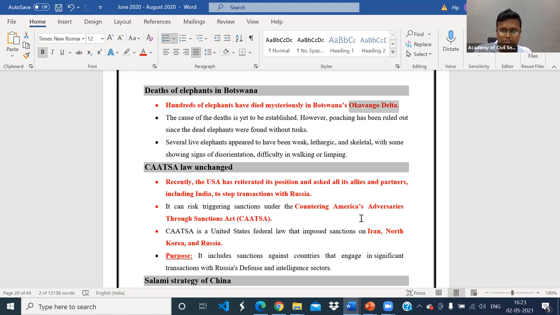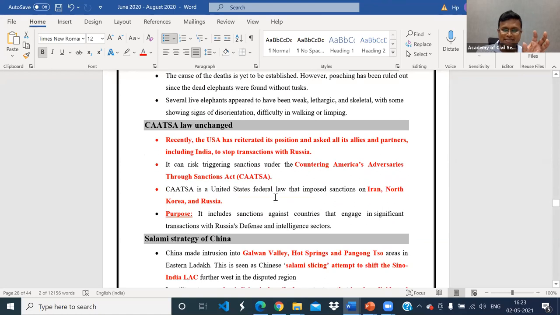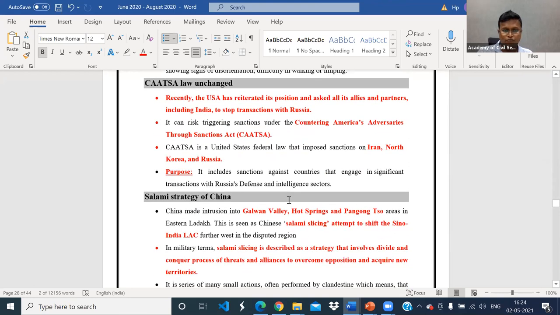Normally, India does not accept it because we are a sovereign country. We don't want to follow the rules and regulations of any other country. Then sometimes this term, the CAATSA law, was in news, and it was in news recently. Countering America's Adversaries Through Sanctions Act is the full form.